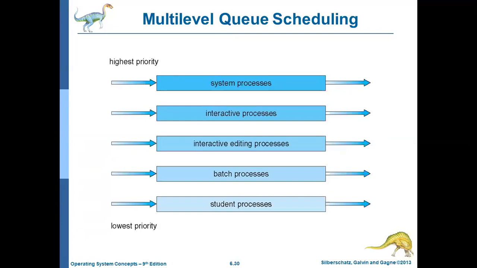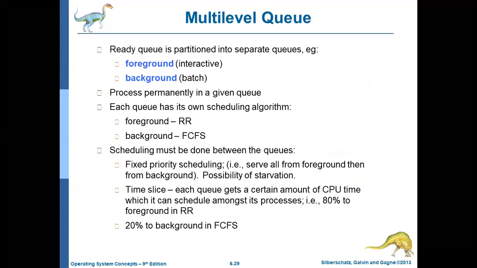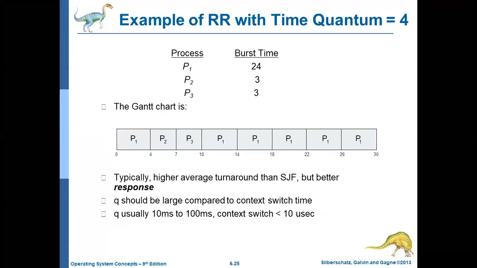Each queue has its own scheduling algorithm. Student process may have to apply FCFS, whereas batch process SJF, interactive editing, we have round robin, for example. Interactive, round robin. System process will have HRRN. Each queue will have its separate scheduling algorithm.